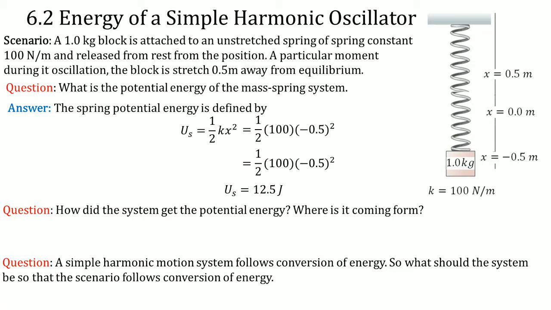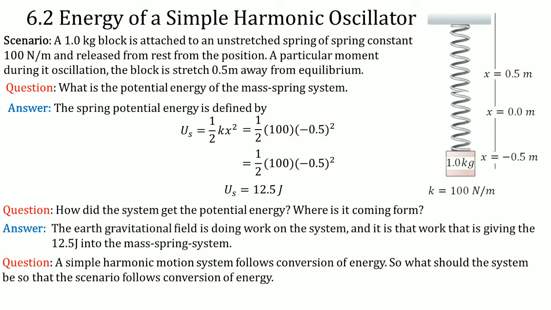Next question: how did that system get that potential energy? Where is it coming from? That 12.5 joules has to be coming from somewhere. So where is it coming from? The answer: well, the Earth's gravitational field is doing work on the system. It is that work that is giving the 12.5 joules to that mass-spring system.